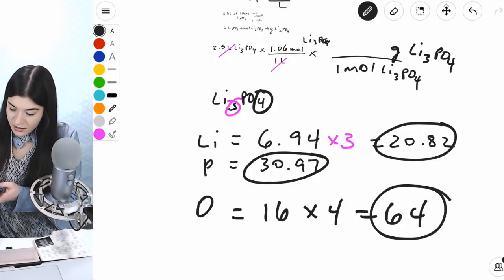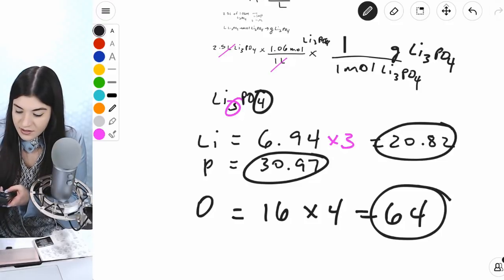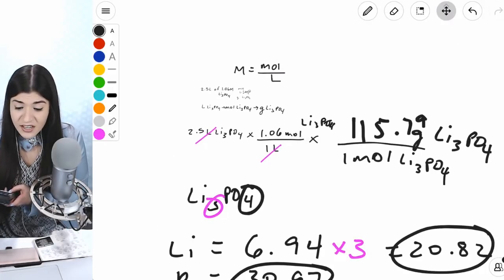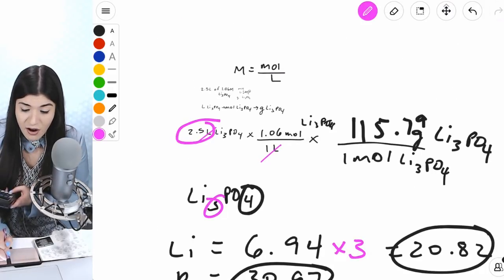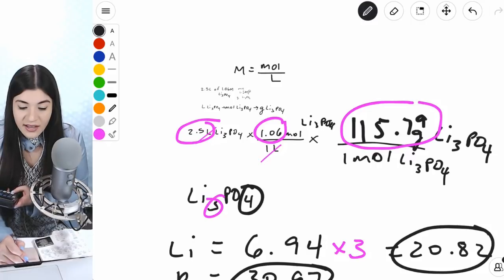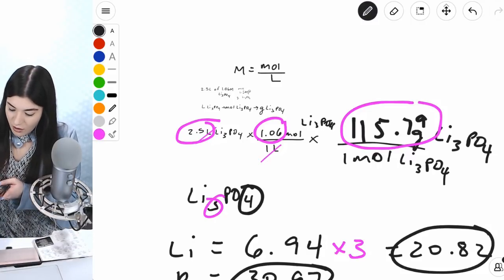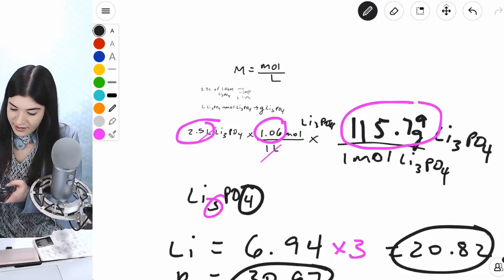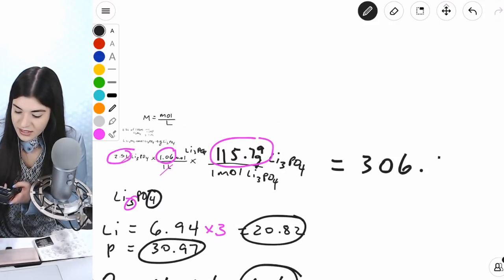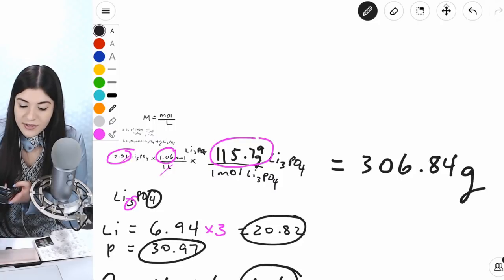So 64 plus 20.82 plus the 30.97, and that gives us 115.79. Okay. Last step here is to multiply everything straight across. So multiplying the 2.5 times that 1.06 and then times this value. And then we'll finally get our answer. So multiplying all those values together, we will get 306.84 grams of lithium phosphate.